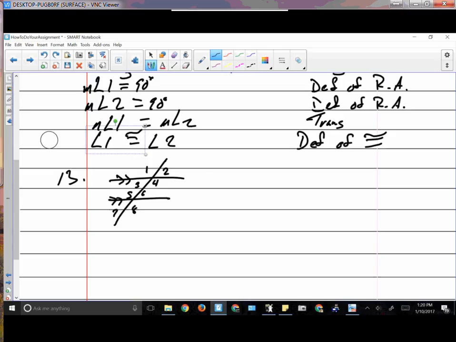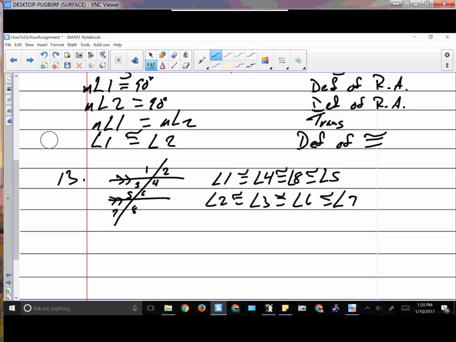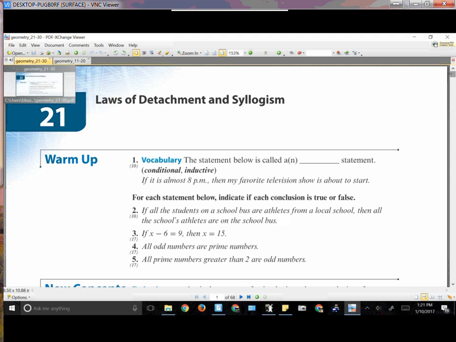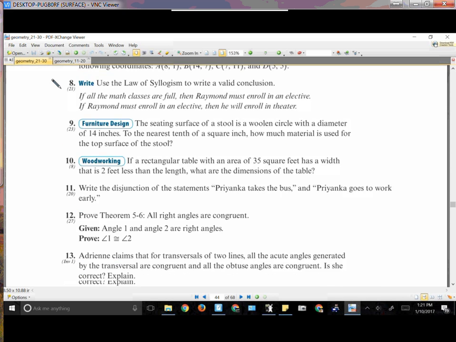So that means that angle 1 is going to be congruent to angle 4, which is congruent to angle 8, which is congruent to angle 5. Yes? And, of course, angle 2 is going to be congruent to angle 3, which is congruent to angle 6, which is congruent to angle 7, right? So, is she correct? If you said yes and you had this down, you would be wrong. Why? Well, if we go back to what it is supposed to be on this question, it says, let's see, right one.